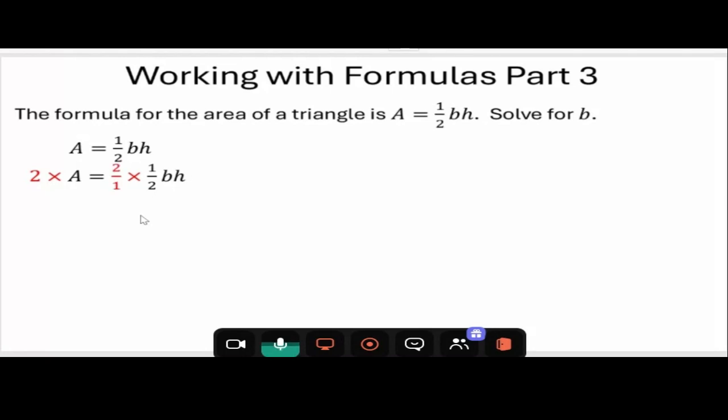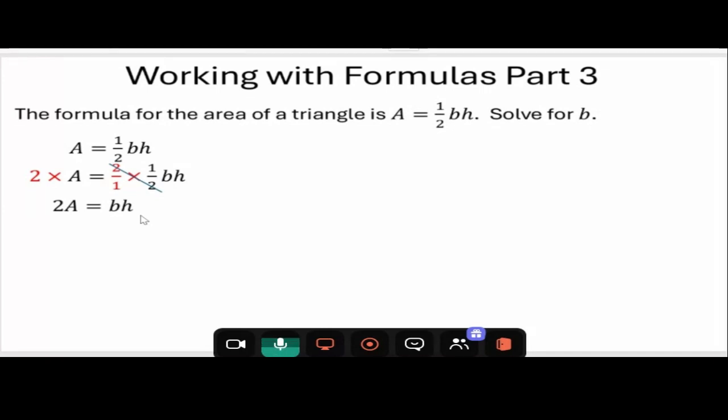Because we remember that that is 2 over 1, and goodbye fraction on the right-hand side. The 2's cancel, and all we have left now is BH. And on the left we have 2A, 2 times A. Okay, so that got rid of the fraction that we didn't like.